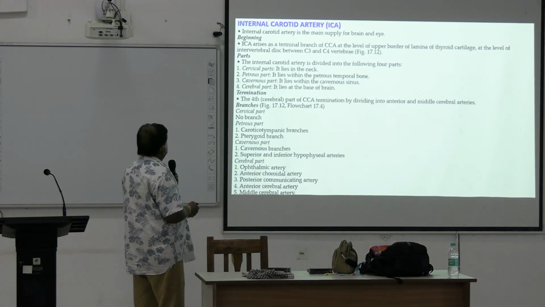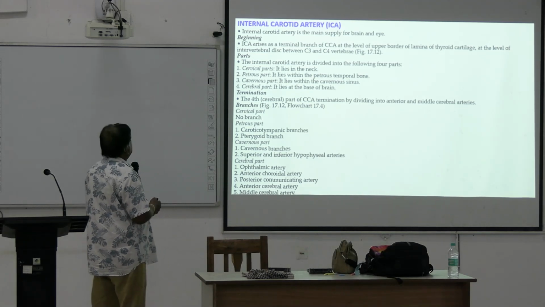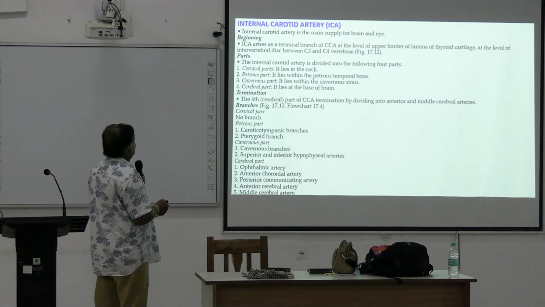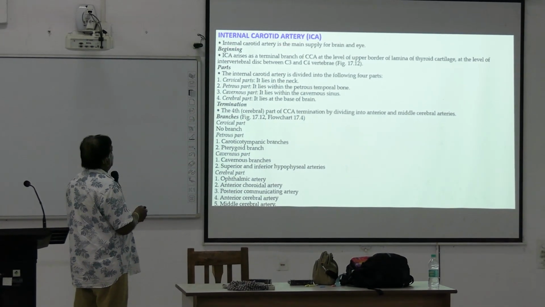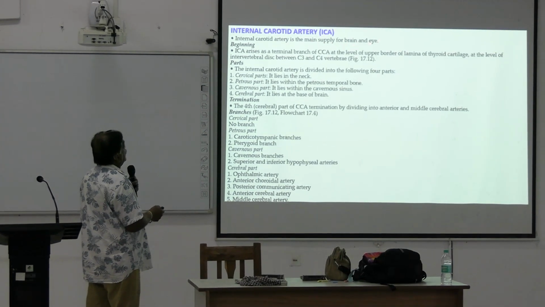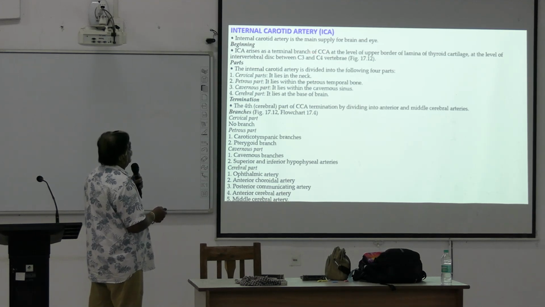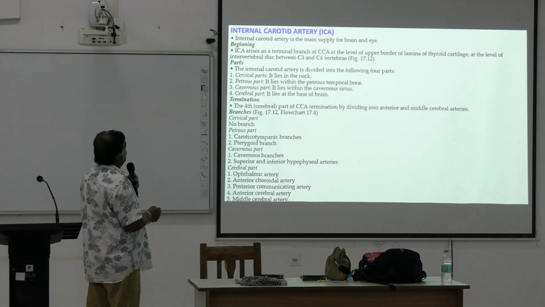Now, the internal carotid artery is the main supply of the brain and the eye. Beginning: the internal carotid artery arises from the terminal branches of the common carotid artery at the level of the upper border of the lamina of the thyroid cartilage, at the level of the intervertebral disc between C3 and C4. Parts: the internal carotid artery is divided into the following parts: cervical part, petrous part, cavernous part, and cerebral part.